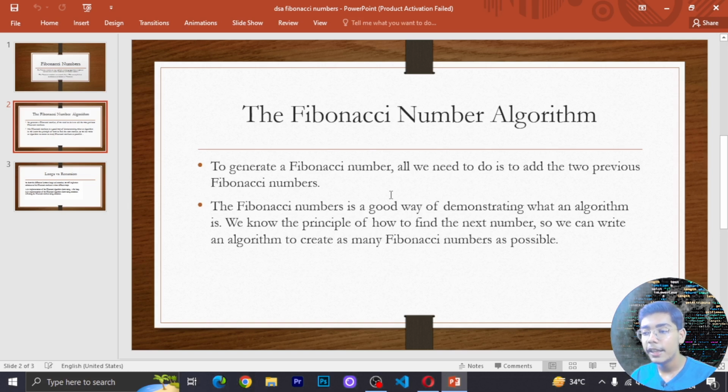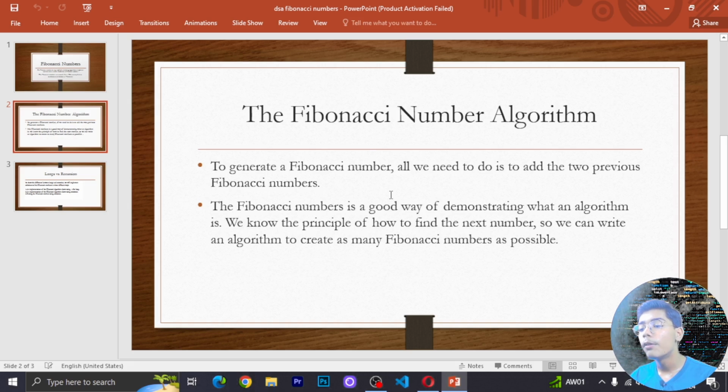And it is telling us that Fibonacci numbers are a good way to demonstrate what an algorithm is. So from Fibonacci numbers you can learn about algorithms, and from algorithms you can learn about Fibonacci numbers. That means in one shot you can learn two things. That's what I'm telling you: what Fibonacci numbers are and how you can use them in a good way to demonstrate the value of an algorithm.